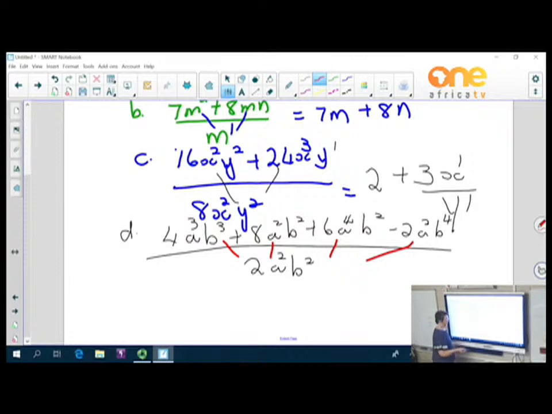Sign, number, letter. 4 divided by 2 is 2. I subtract my indices when I divide, so it will be ab. You can write the ones or omit it, that doesn't matter. Now here, positive 4, if I subtract, both of them will fall away. Here, it will be positive 3.